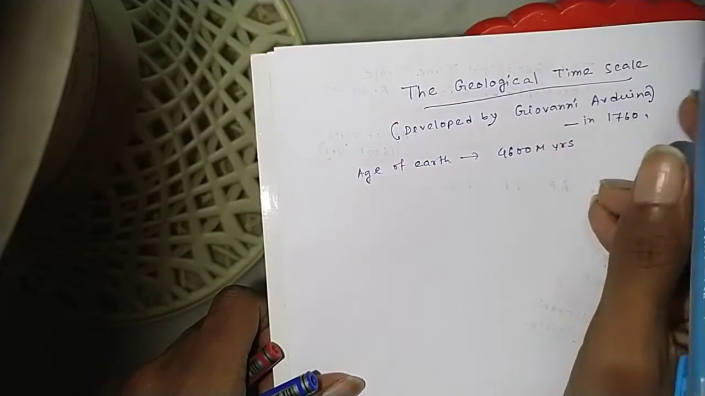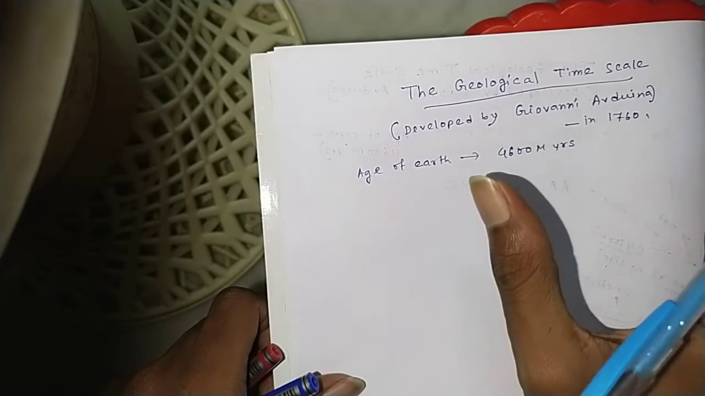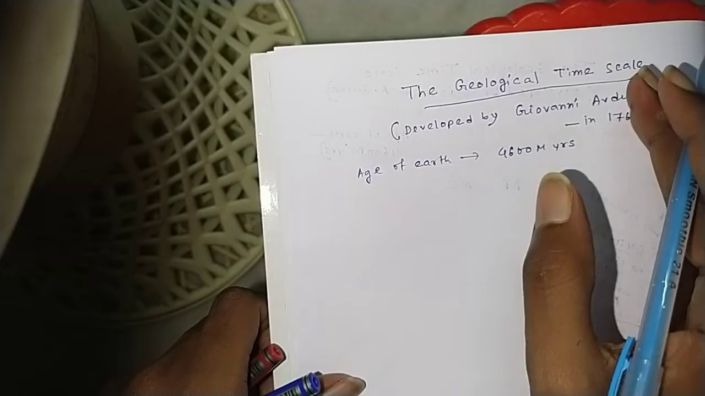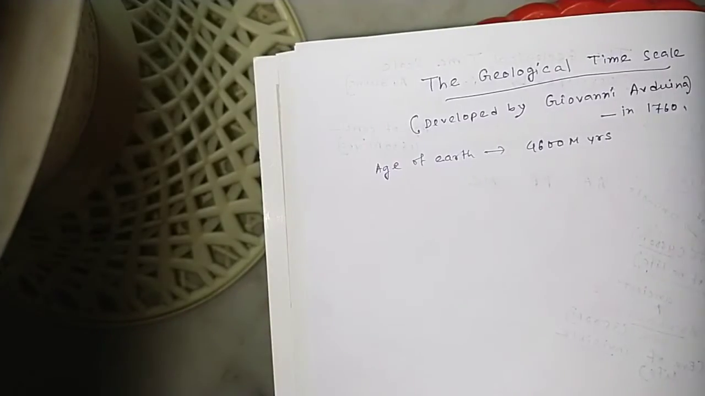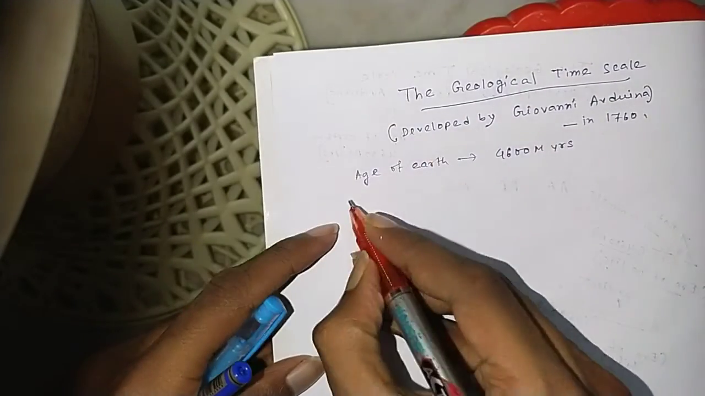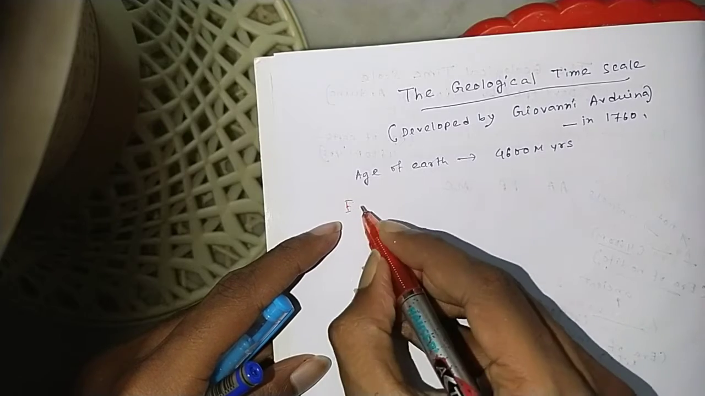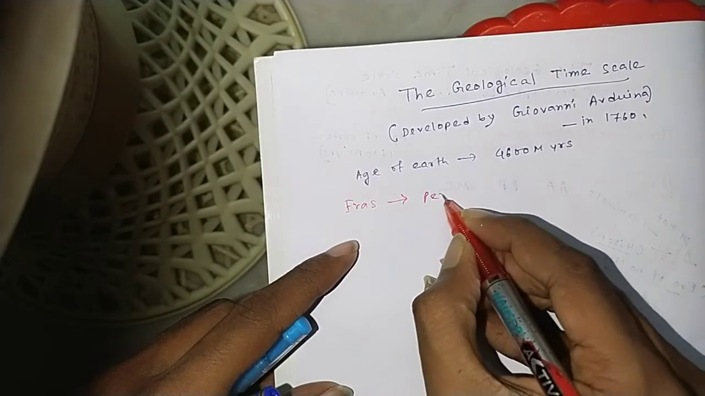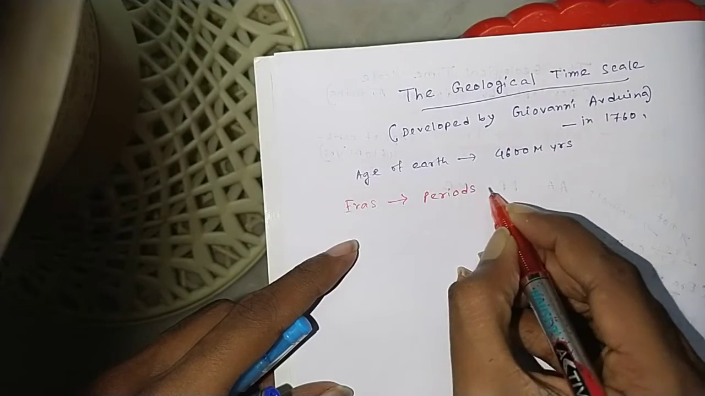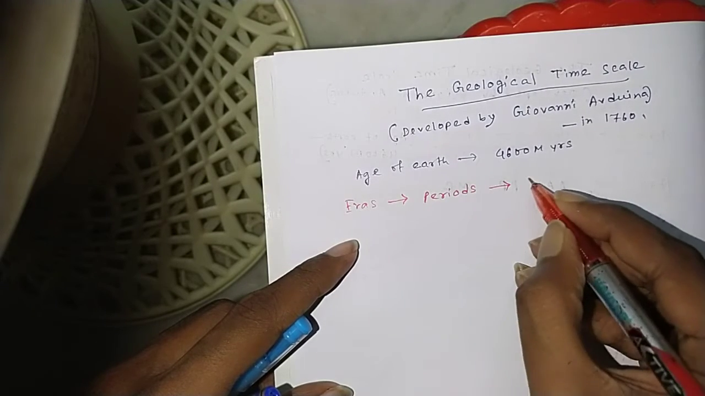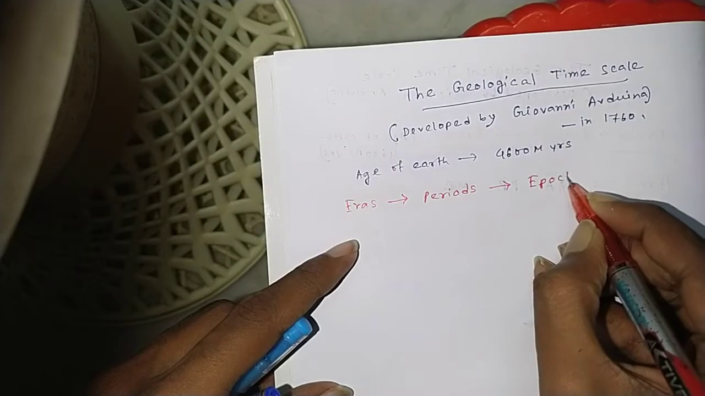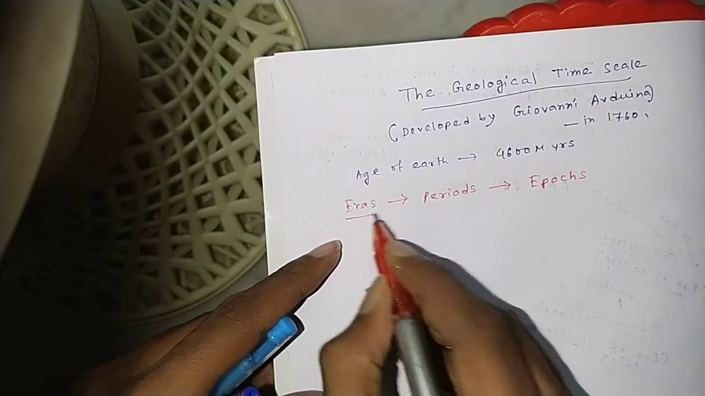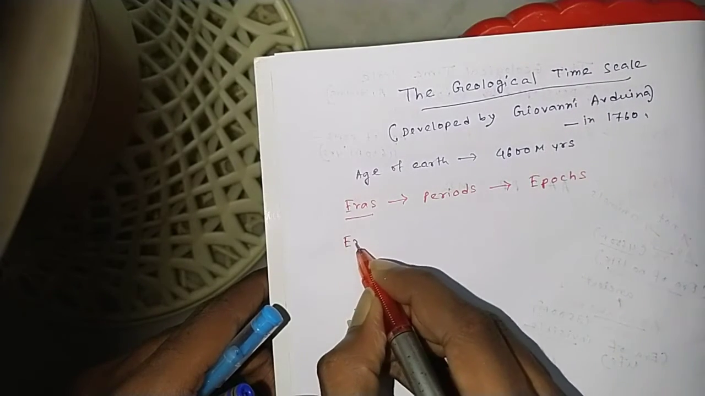So in the geological time scale, the time has been divided into various eras. The eras are subdivided into periods, and the periods are further subdivided into epochs. Now let us talk about the eras.